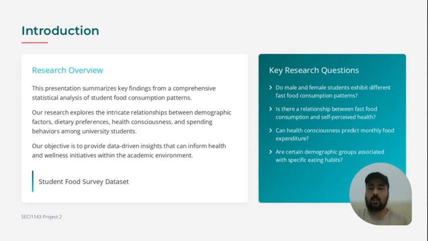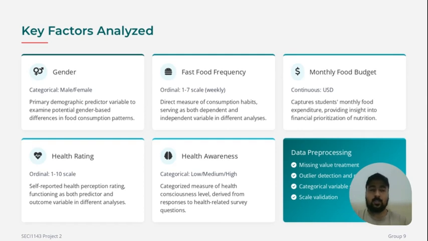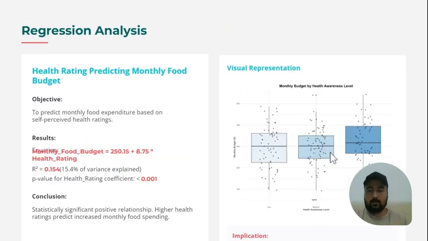performance. Our analysis has 5 factors. The first is gender, to investigate demographic differences. We have fast food frequency, which is a direct measure of consumption habits. We have monthly food budget, which gives insight into financial priorities. We have health rating, to capture self-perceived health, and we have health awareness, which is to categorize the consumption levels.